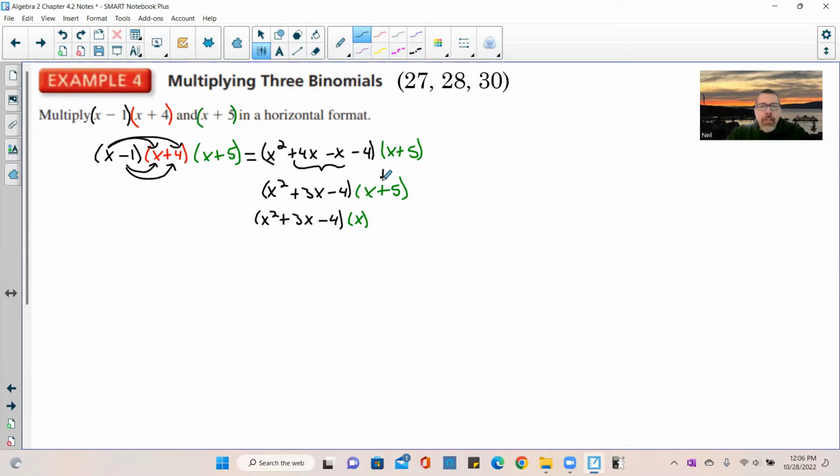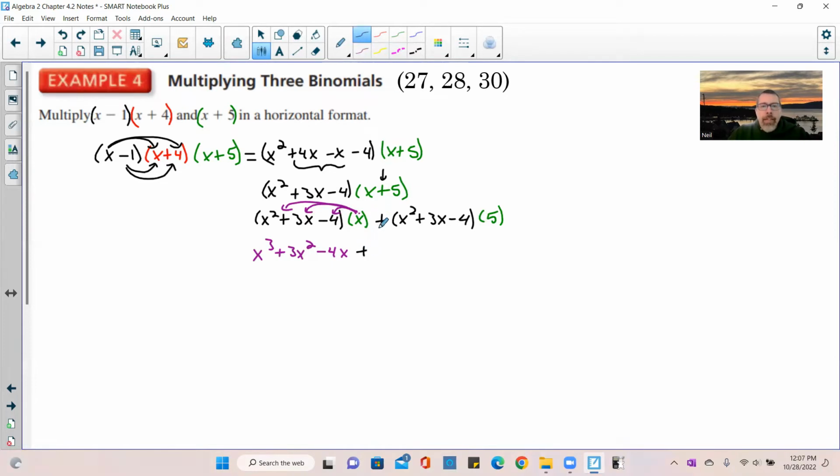And then I look at this sign right here, and it's positive, so I put plus. Rewrite this again. X squared plus 3x minus 4. And that's going to get multiplied by 5. So it's all of this times x plus all of this times 5. That's the distributive property. And the next thing I'm going to do is distribute. So it's going to be x times x squared, which is x cubed. X times 3x, which is a positive 3x squared. And then an x times a negative 4 is negative 4x.